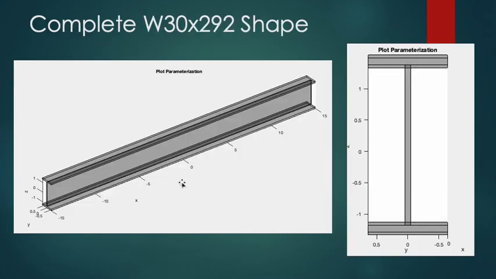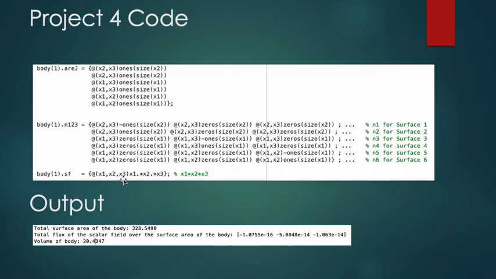So here's the finalized W30 by 292 shape in the plot parameterization window. So it came out correctly and it looks exactly how I wanted it to. But here we'll move into the project 4 code. And really the big thing that I kind of struggled with on this project was defining the normal vectors to each surface. But I finally got it to run correctly.